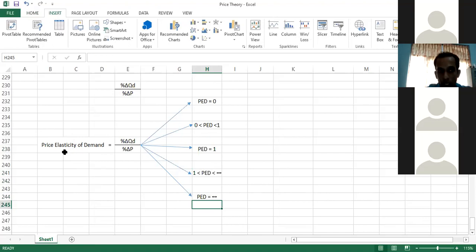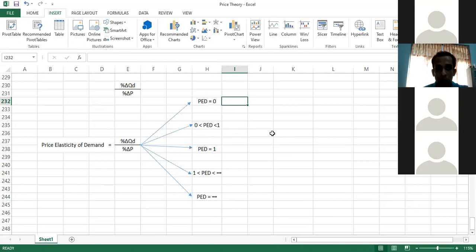When you calculate the price elasticity of demand for a particular product, it is theoretically possible to get these 5 types of answers. Sometimes the answer may be 0. Sometimes the answer is more than 0 but less than 1. Sometimes it is equal to 1. Sometimes it's more than 1. Sometimes it's infinite, right?